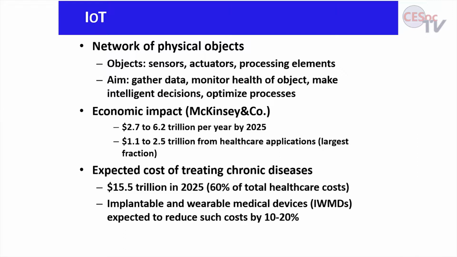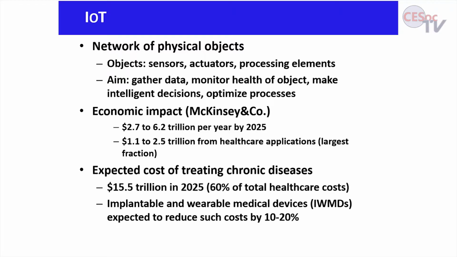And according to McKinsey, the impact on the world economy by 2025, this is per year impact, is going to be between $3 to $6 trillion. Right now, the world economy is about 80 trillion. By 2025, it's going to be about 100 trillion. So that's 3 to 6% of the world economy coming from IoT. And the biggest fraction of that, 1 to 2.5 trillion, is going to be from smart healthcare.